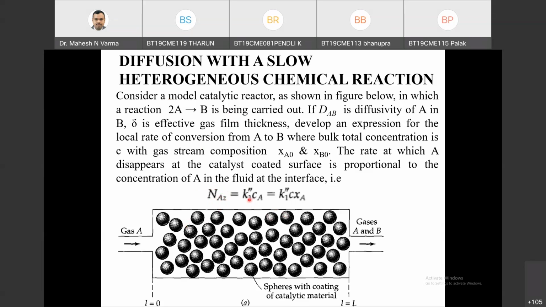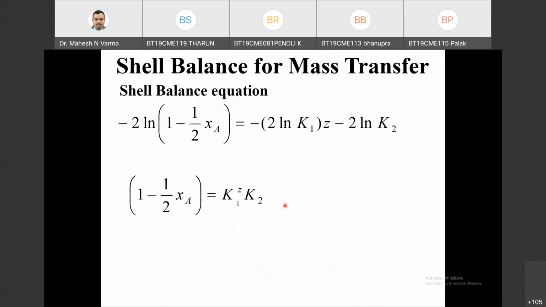NAZ equals K1 double dash C, which will be K1 double dash, this is the total concentration, into XA. That will be NAZ at X equals delta. This reaction is happening at the surface. At the surface, this is my flux value, which is controlled by kinetics using this equation. So how to handle the problem? Problem handling will be exactly similar. Only the boundary condition will change. So exactly the same concentration profile will be obtained.